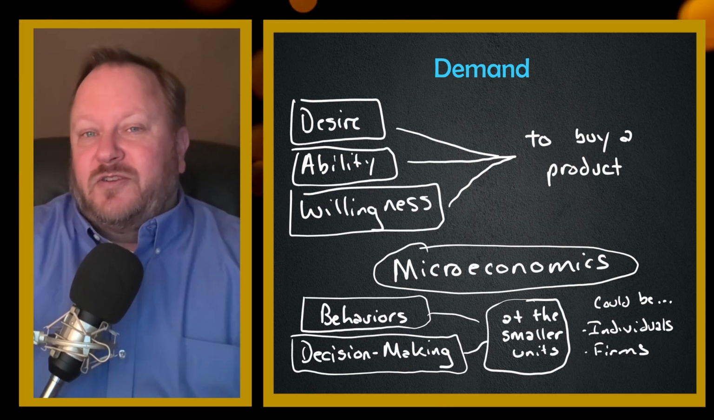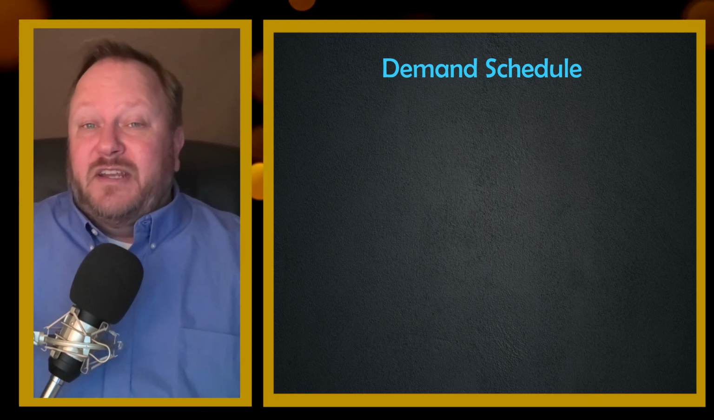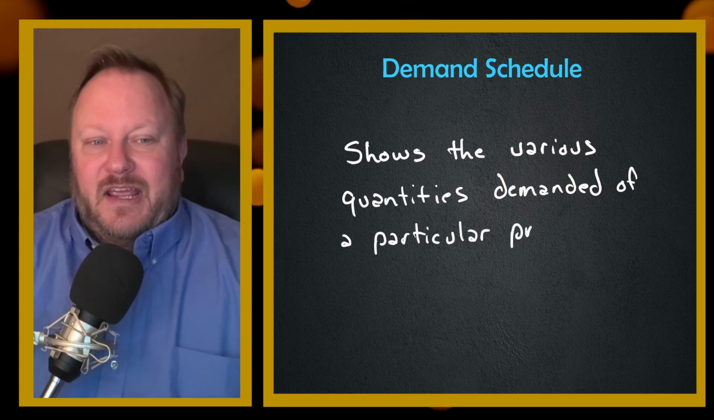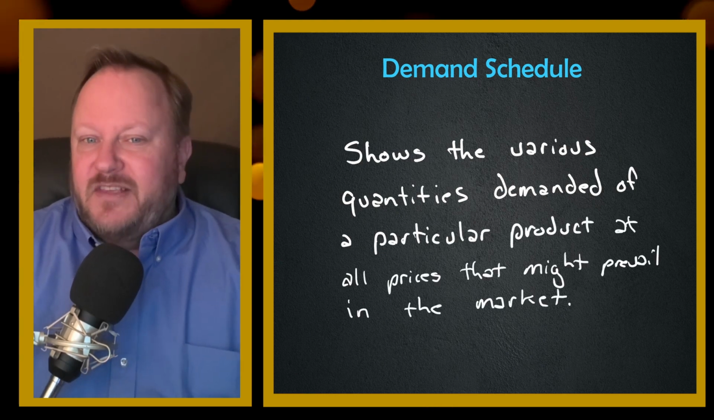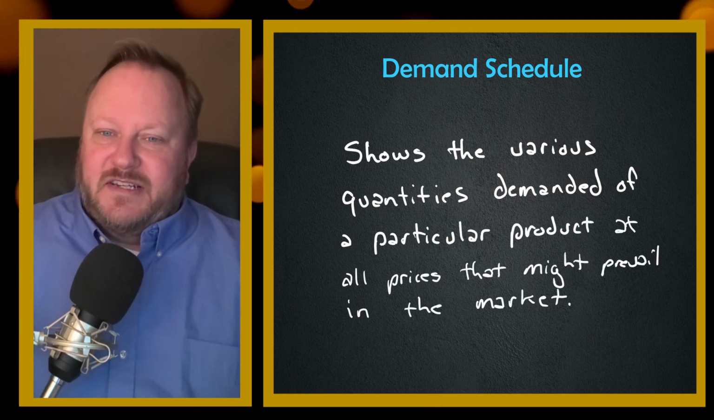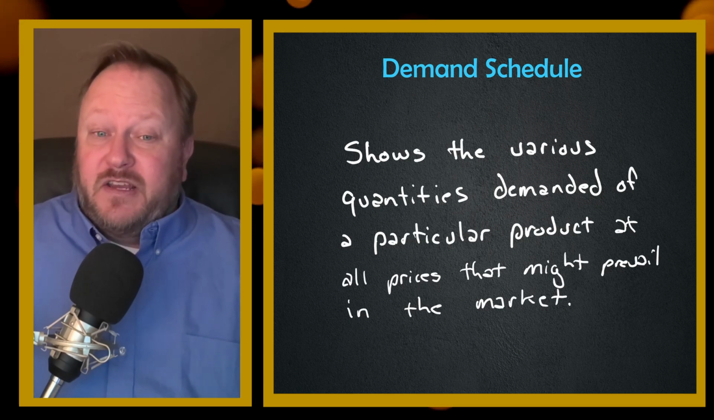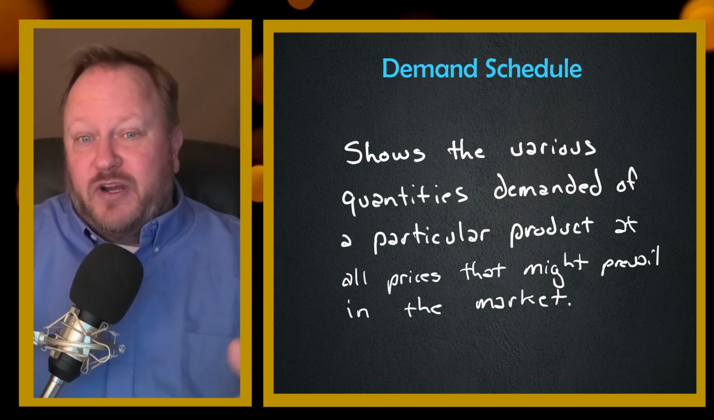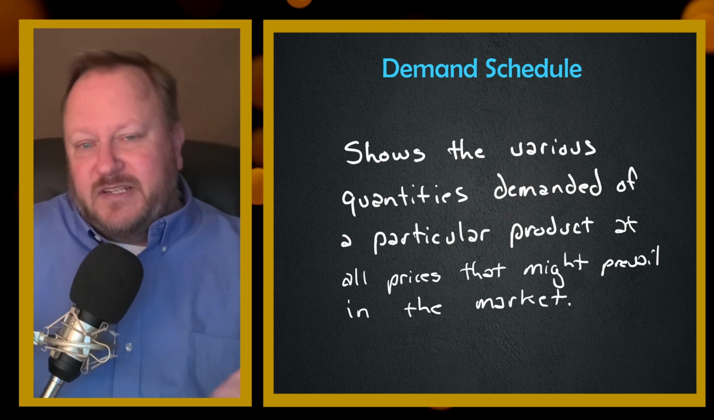Now, to do this, we're actually going to use some economic models. I mentioned earlier that we use these in economics. We use models as a means by which to indicate the possibility of what might happen in the future. So one economic model that we could use is a demand schedule. And this is going to show the various quantities that would be demanded of a particular product at different price points. So if we raise the price, how much is the demand? If we lower the price, how much is the demand? Let's take a look at what a demand schedule chart might look like.